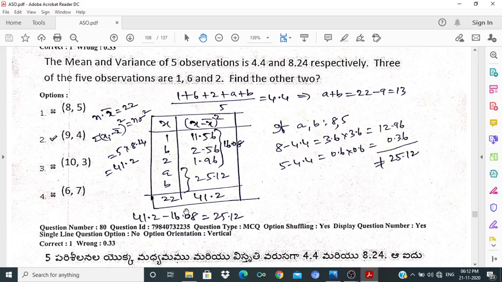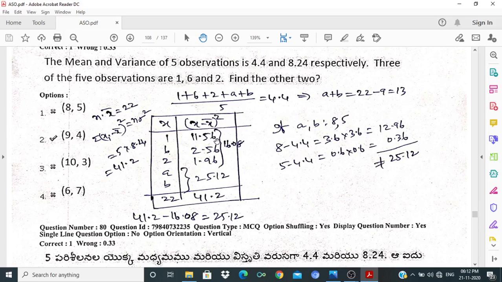The mean and variance of 5 observations are 4.4 and 8.2 respectively. 3 of the 5 observations are 1, 6, 2. Find the other 2. We are given the x values. Let a and b be the unknown numbers. a plus b is equal to 5 into 4.4, 22, minus 9. 7 plus 2 is 9, so it is 13. We know that a plus b is equal to 13. These two total 13.